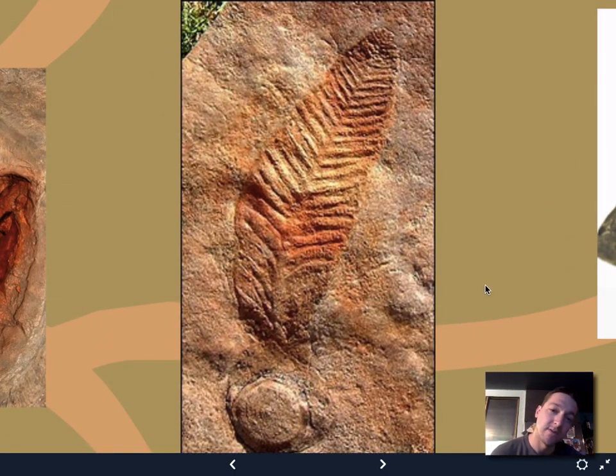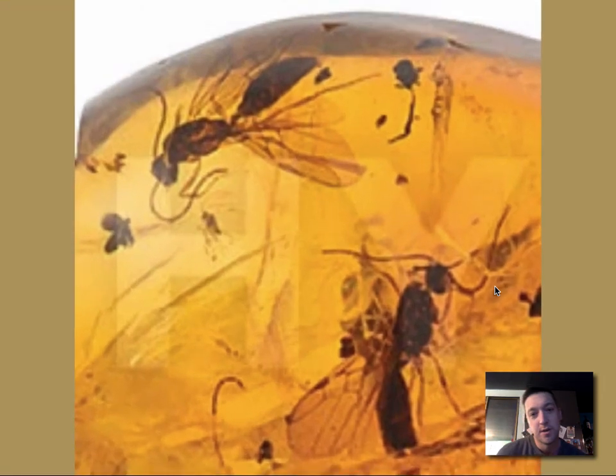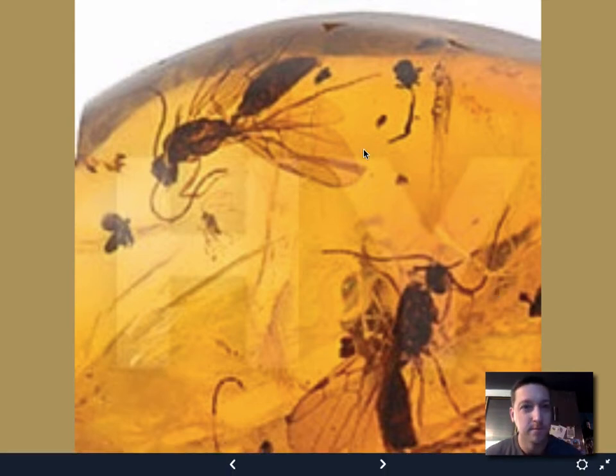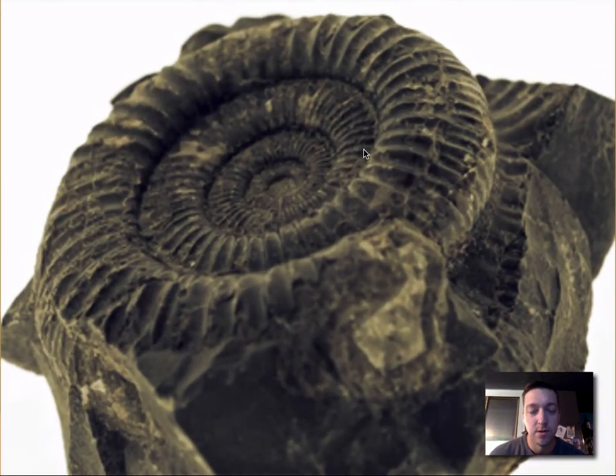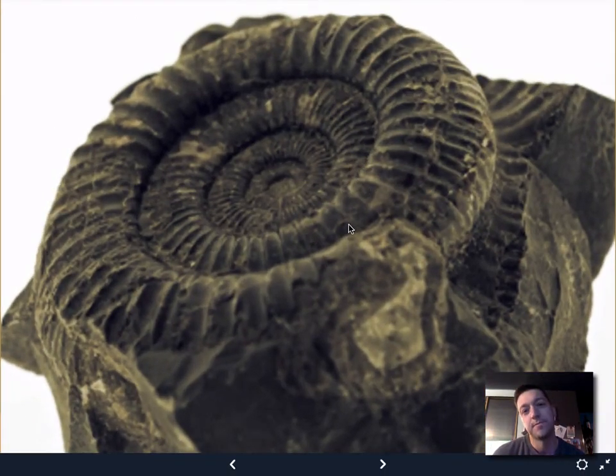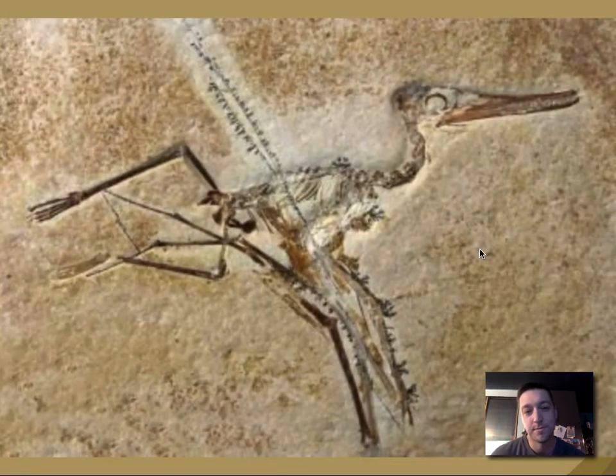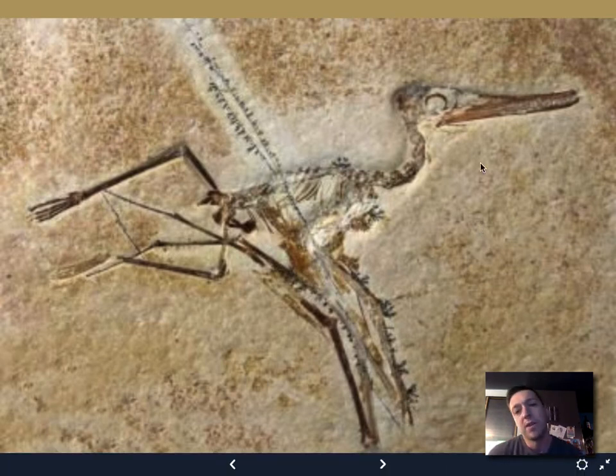This is a fossil leaf, so it doesn't have to be an animal. What type of fossil is this? That's right, original remains. This looks like a wasp, actually. Prehistoric wasp. What type of fossil is this? This is a mold and cast Ammonite. What type of fossil is this? Kind of looks like a pterodactyl. This is probably a combination of mineral replacement, if its bones are actually there, and also probably it has some imprint, so probably a mold and cast as well.